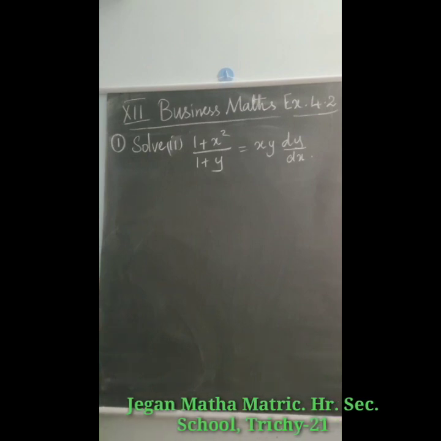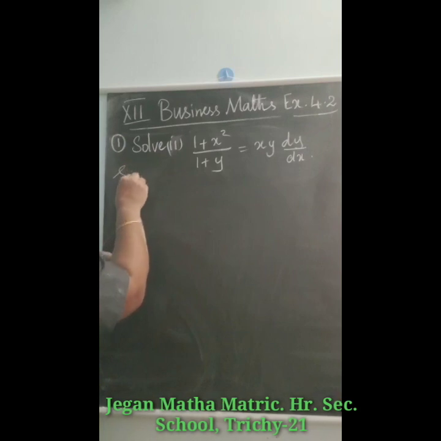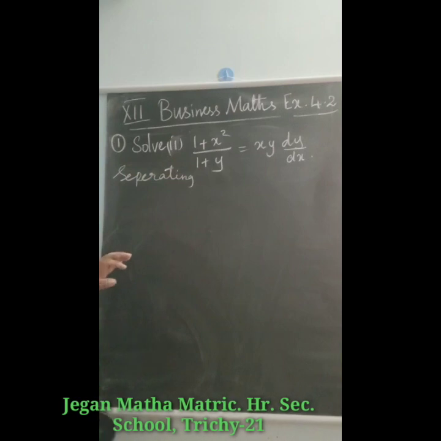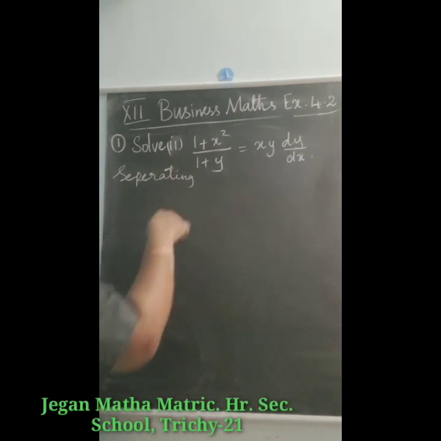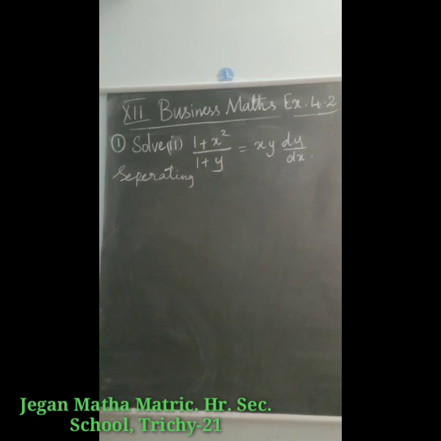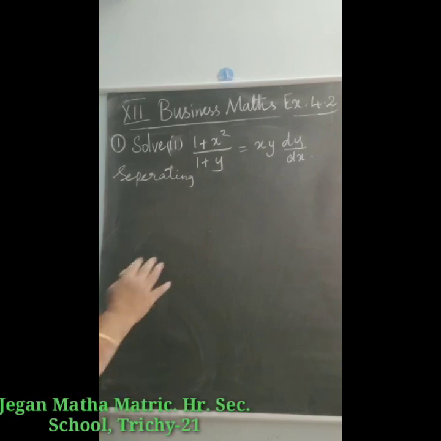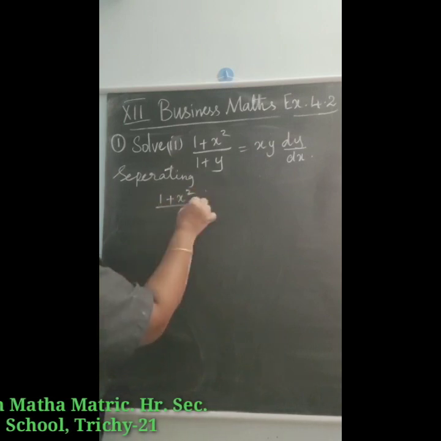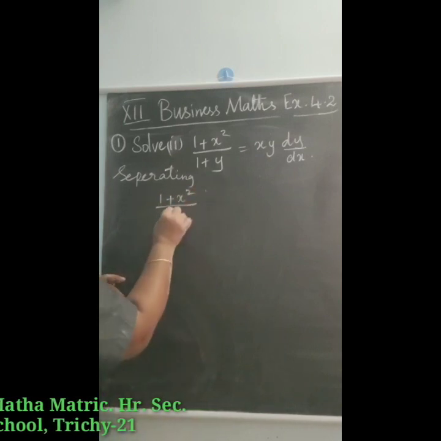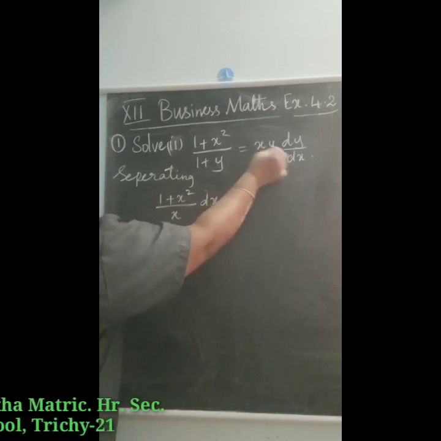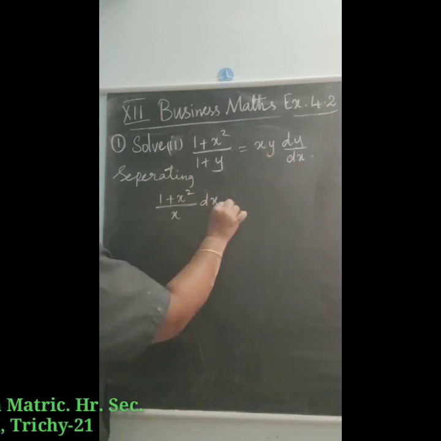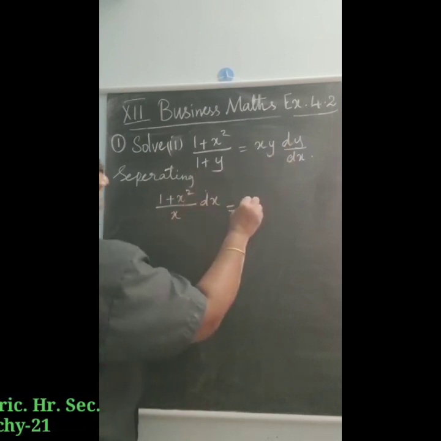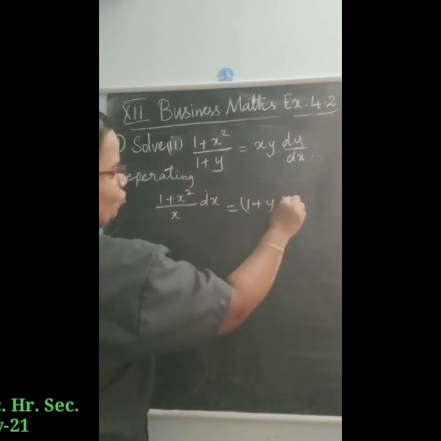The second question, (1 plus x squared) divided by (1 plus y) is equal to xy into dy by dx. Now we have to separate the variables. So separating the variables, we will get 1 plus y, here y is there, so it comes to this side. We will get x variables on one side and y variables on the other side. So (1 plus x squared) divided by x into dx is equal to y into dy, that is, 1 plus y goes to that side. We will get (1 plus y) into dy.